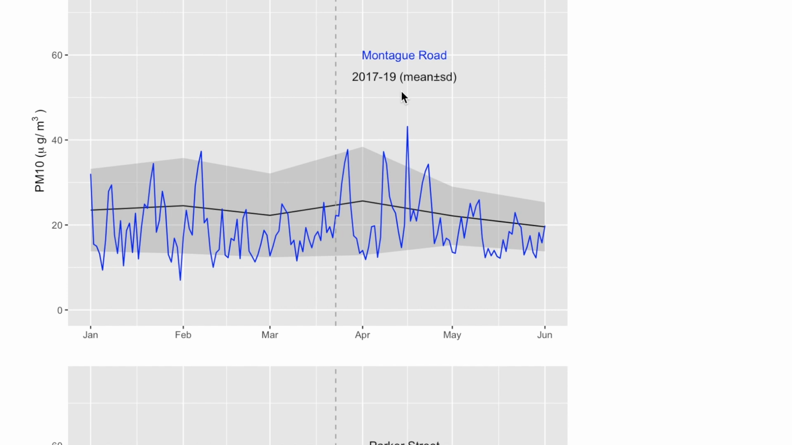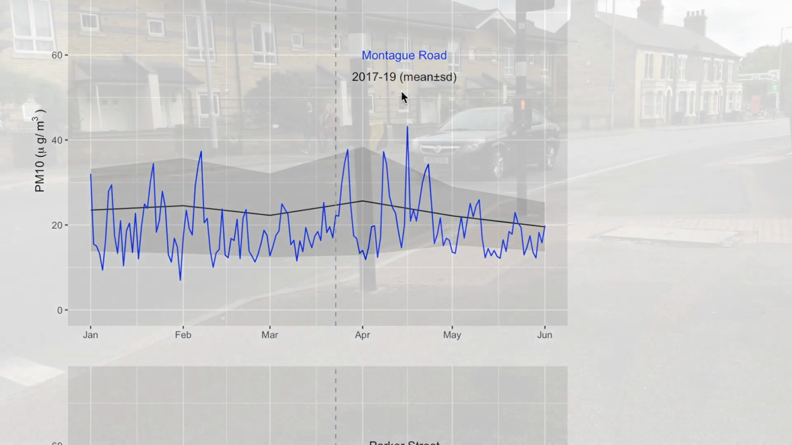PM10, some of the things that can cause lots of little dusty particles in the air that might be PM10, lots of building works and construction that can create it. So maybe that's one of the reasons why there's still quite a lot of PM10.